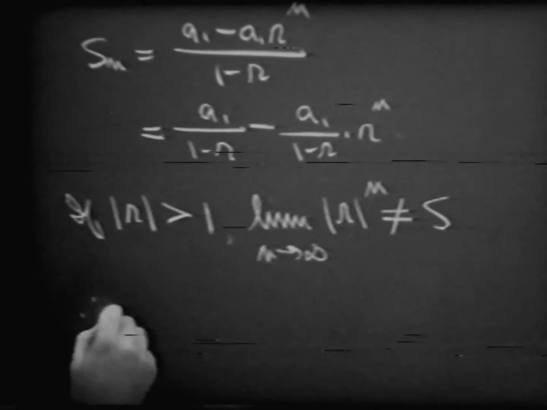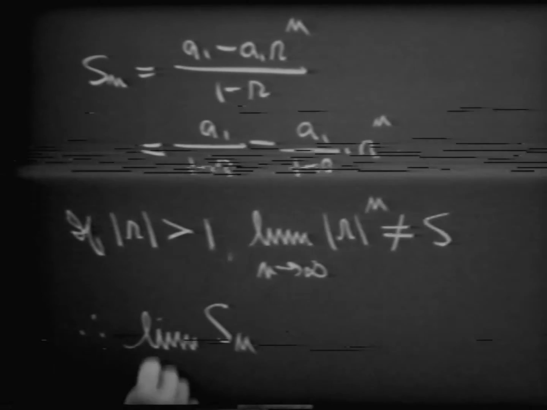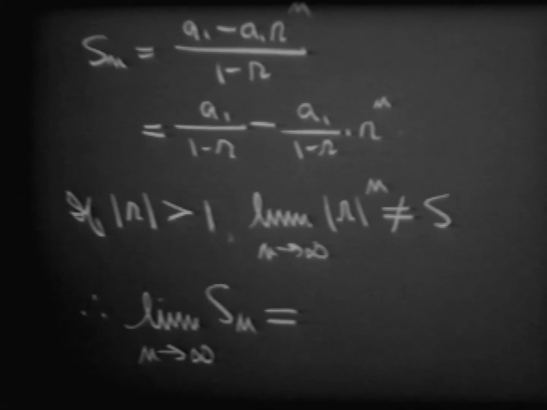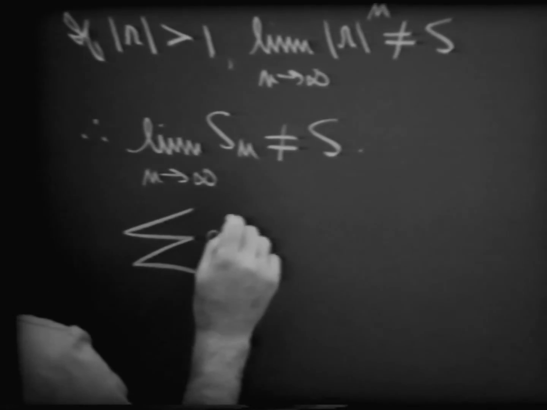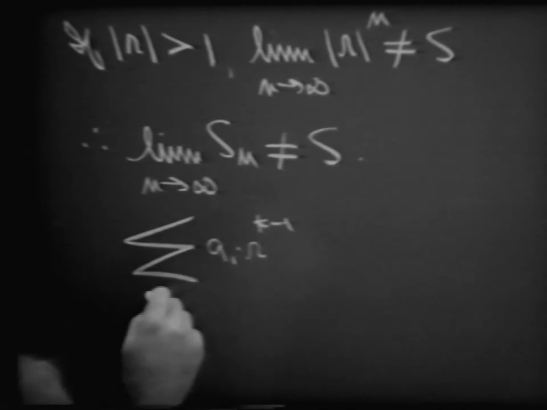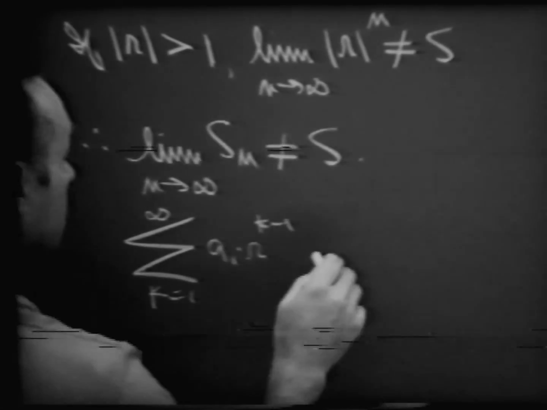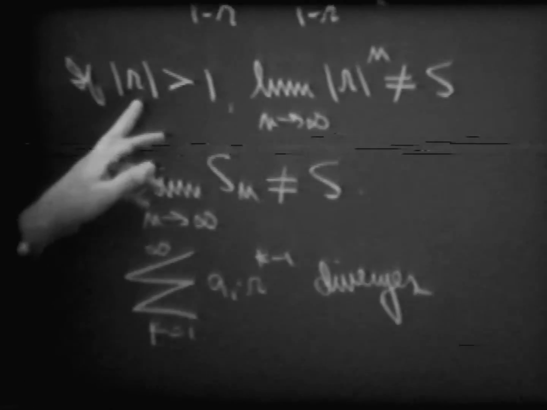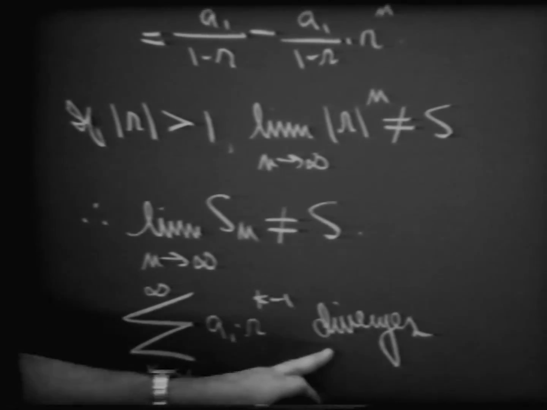Okay? Therefore, what can we say about the limit of s sub n, of the original series of partial sums? Does this go to some number? I think you would agree that this does not go to any number s. Therefore, what can we say about the infinite series of the pattern a sub 1 times r to the k minus 1, as k goes from 1 to infinity? What's our conclusion about this one? This is the corresponding infinite series, and it diverges. So when we have the absolute value of r greater than 1, the corresponding geometric series diverges.